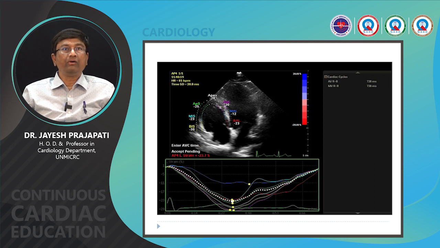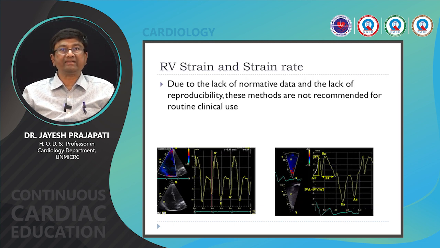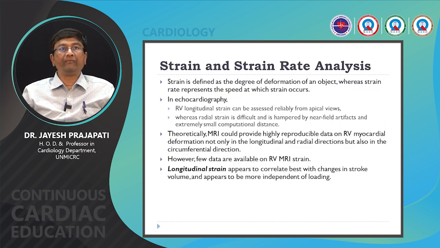The same thing, we can measure the GLS of the RV also. So global longitudinal strain of the RV can also be assessed. RV strain and strain rate analysis can give a rough idea of RV myocardial dysfunction. So that is also one thing that we can do.